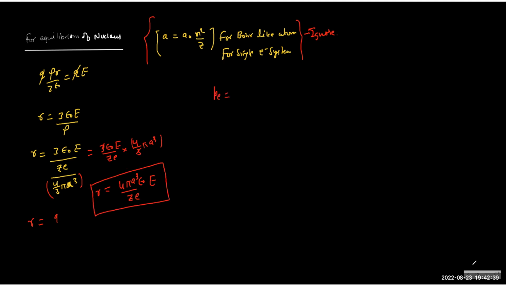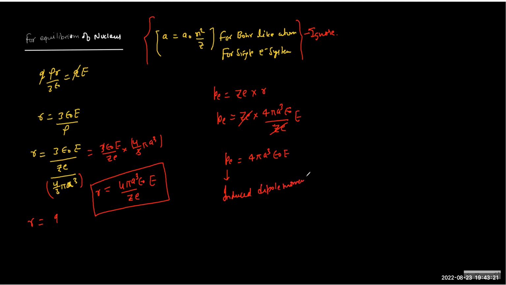So the dipole moment will be how much you got? Z e r. Okay, Ze into r. But how much r we got? And that's very interesting, you will understand that this comes out to be 4 pi a cube into epsilon naught into E. Okay. And this is called the induced dipole moment. Which means whenever the atom comes under the influence of any external electric field, it will acquire some dipole moment. Okay. Is this clear? Yes, sir.